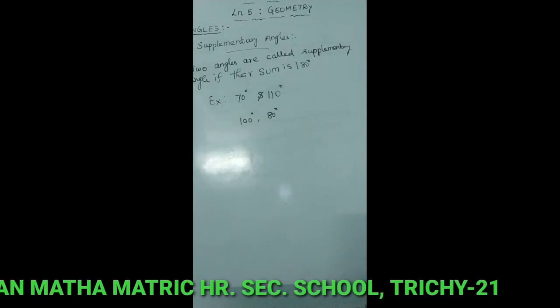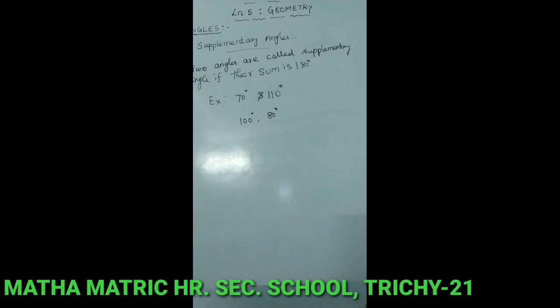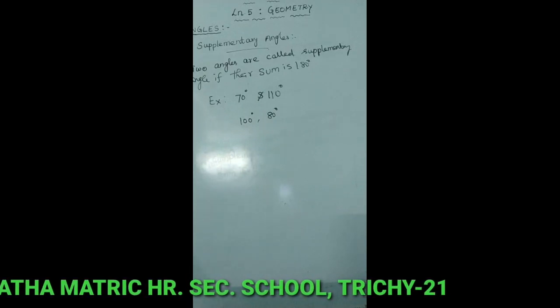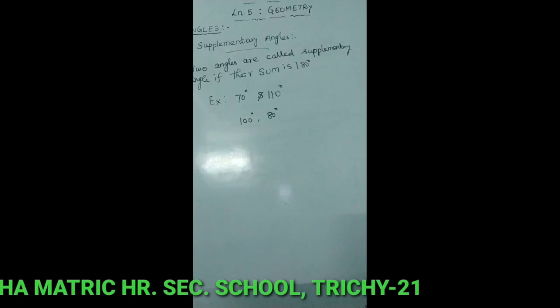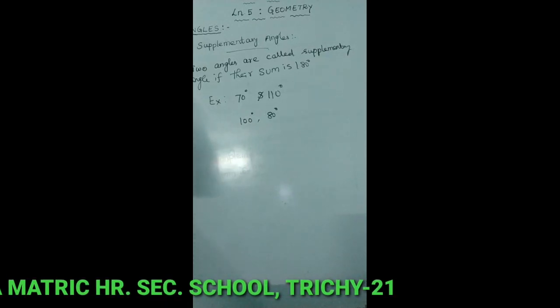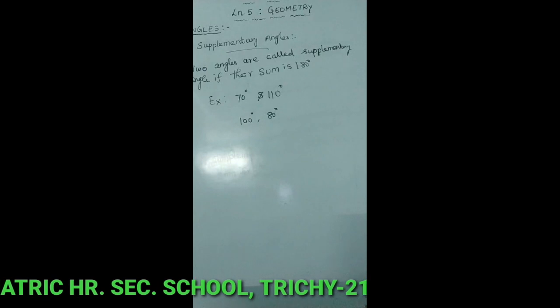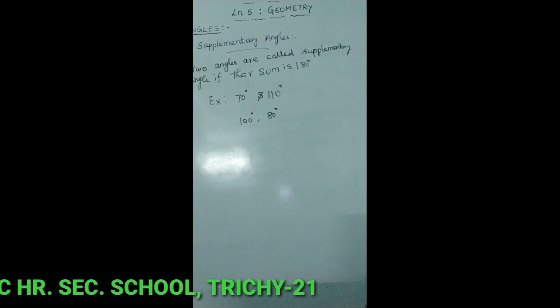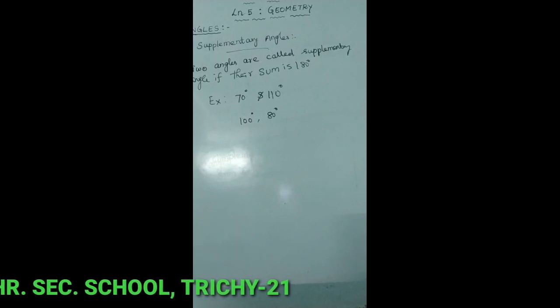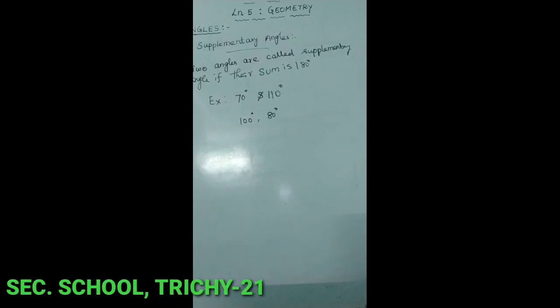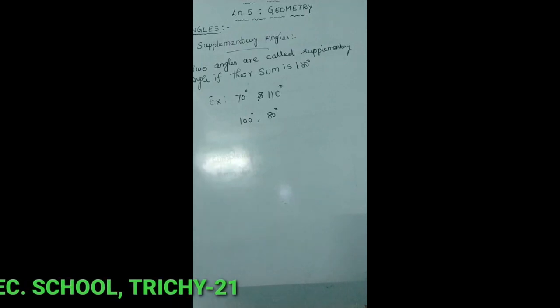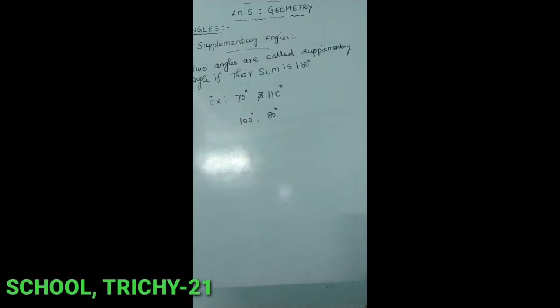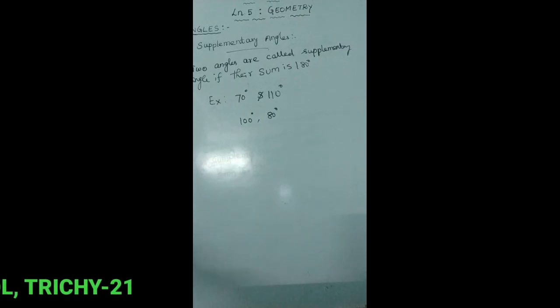So dear students, today we learned about some types of angles. Once again I recall. An angle is formed when two rays diverge from a common point. An acute angle is an angle whose measure is less than 90 degrees. Exactly 90 degrees is called the right angle. Greater than 90 degrees is called the obtuse angle. Exactly 180 degrees is called the straight angle. And greater than 180 and less than 360 degrees is called the reflex angle.